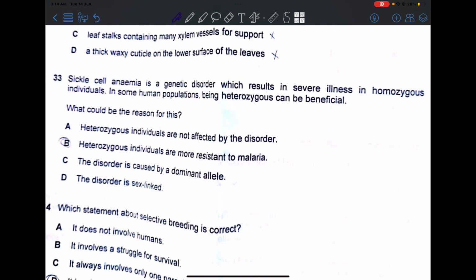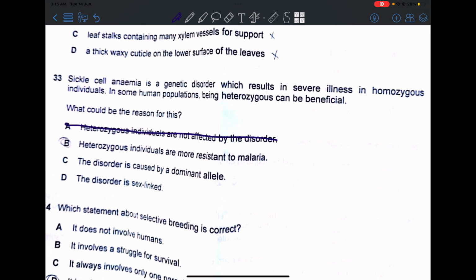33. Sickle cell anemia is a genetic disorder which results in severe illness in homozygous individuals. In some human populations, being heterozygous can be beneficial. What can be the reason for this? Now let's read the options. A says heterozygous individuals are not affected by the disorder. Now this is incorrect. They are actually affected by the disorder. They're talking about malaria over here. Malaria is the disease that is transmitted by some insects. So no, they are actually affected.